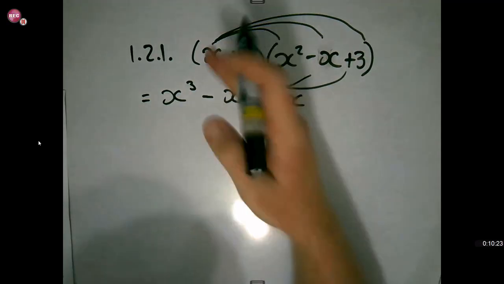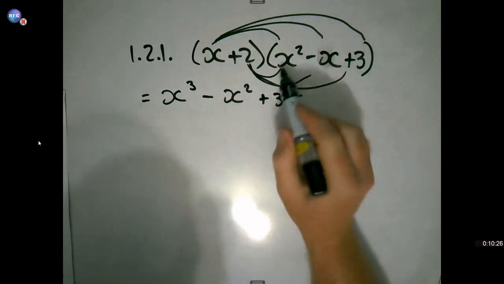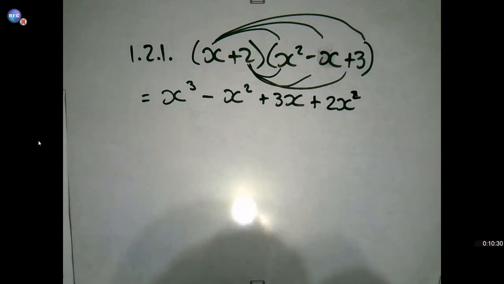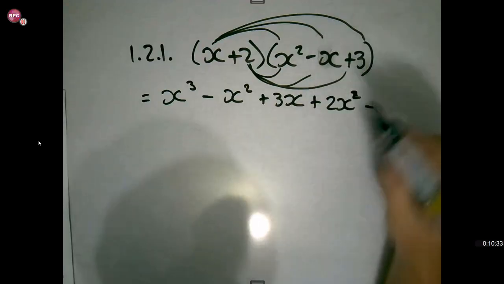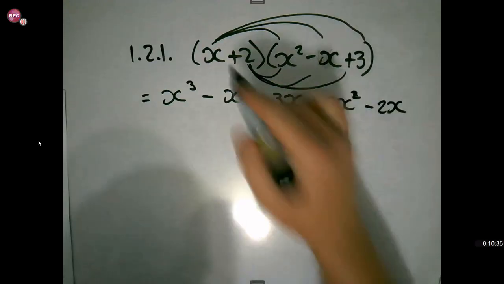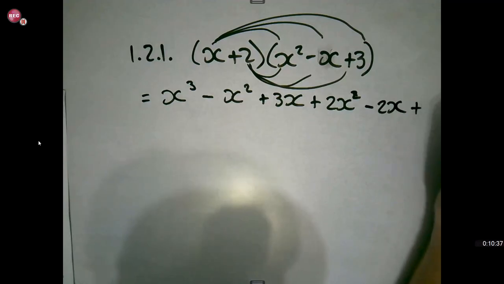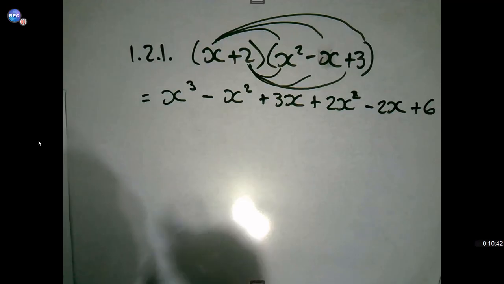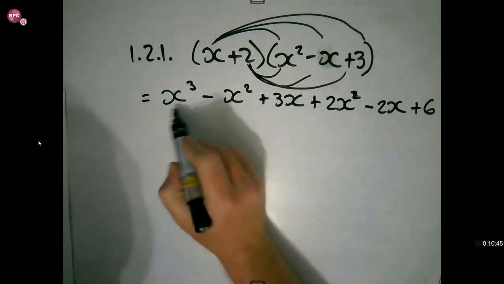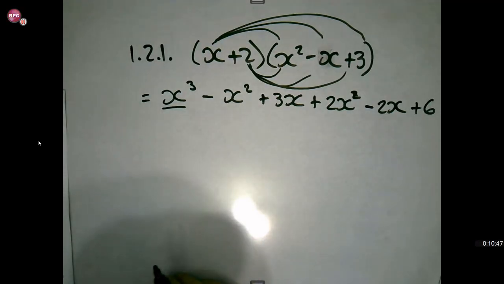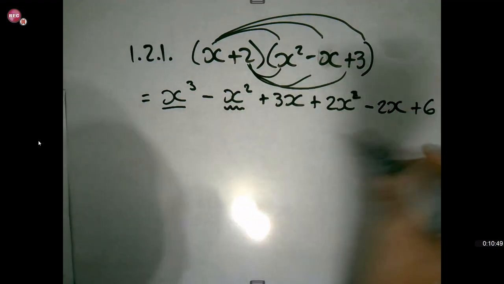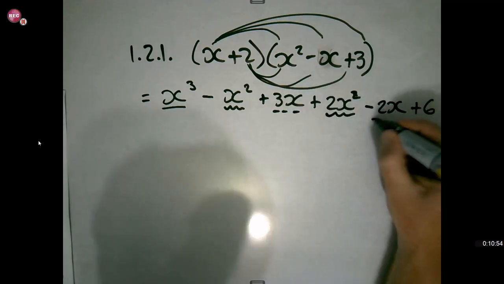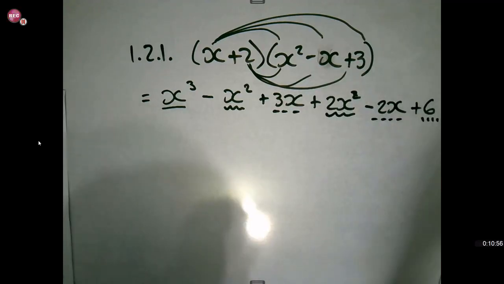Sorted. Now we go to the bottom. Positive, positive stays positive, and then we get 2x squared. Positive, negative is negative. 2 times x is 2x. Positive, positive stays positive. 2 times 3 is then obviously 6 in this case. Okay. What you need to do now is find all the like terms. So this term will be on its own. This term and this term goes together. This term and the term there. And then obviously this term is on its own again.